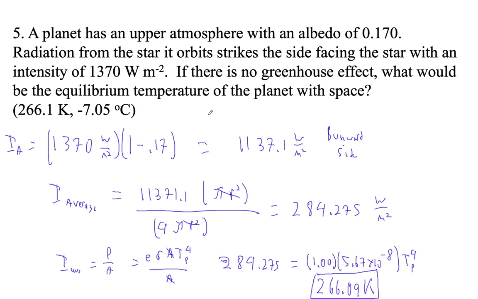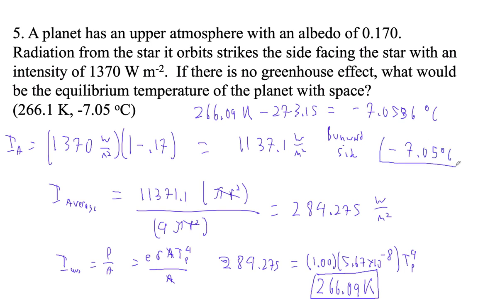And then to figure it out in Celsius, 266.09 kelvins minus 273.15. It's going to be below freezing, won't it? Minus 273.15 is minus 7.0536 degrees Celsius. So I guess we'd say minus 7.05 degrees Celsius. It's chilly. All right. Ta-da.